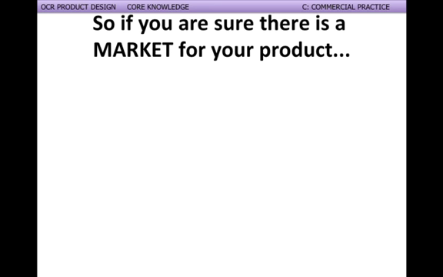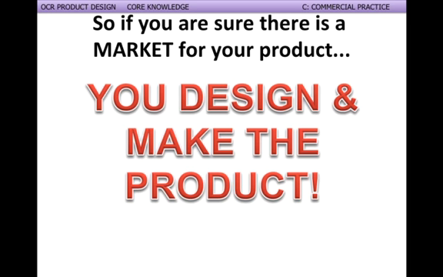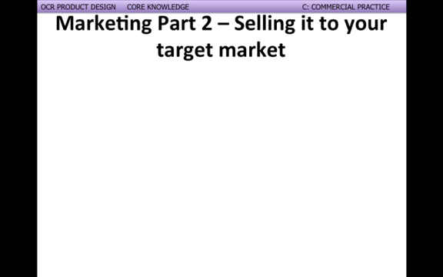Now if a company's done that market research, so they're convinced that there's going to be a need for the product, the next thing is you make the product. If you're convinced that people are going to buy this, as soon as possible you need to start developing and designing that product. But what comes after that? Well, the next thing you need to do is think about how you're going to sell that product to that target market.